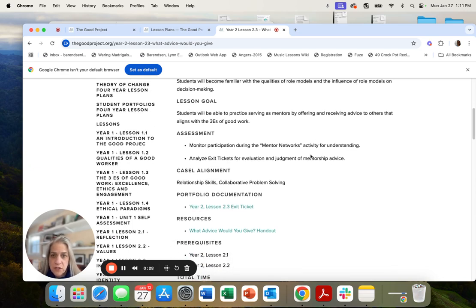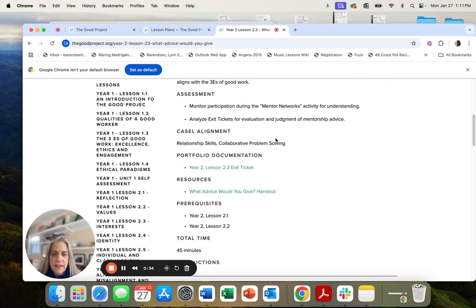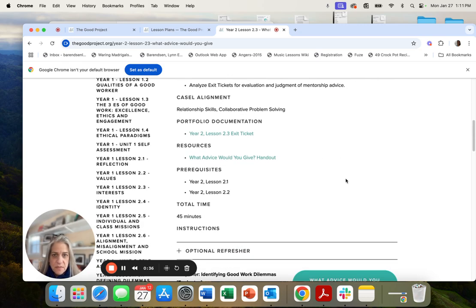Assessment involves monitoring participation during the activity below and analyzing exit tickets. Several different elements of CASEL alignment here. The portfolio documentation is the exit ticket, and then the resources is a handout that has several different dilemmas on it, which we'll get to in just a moment.